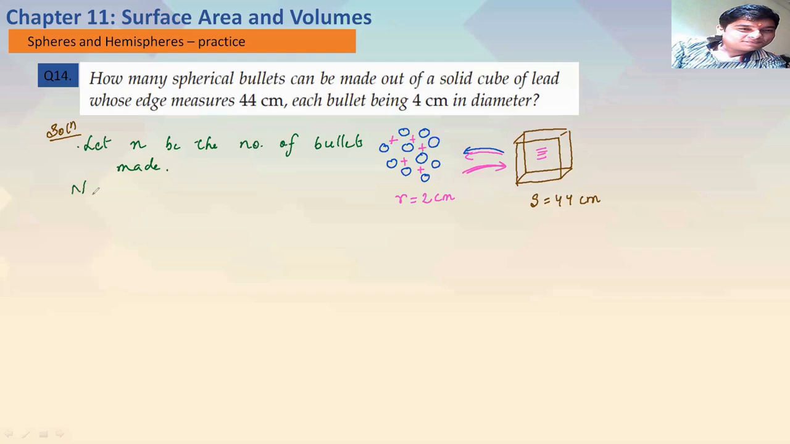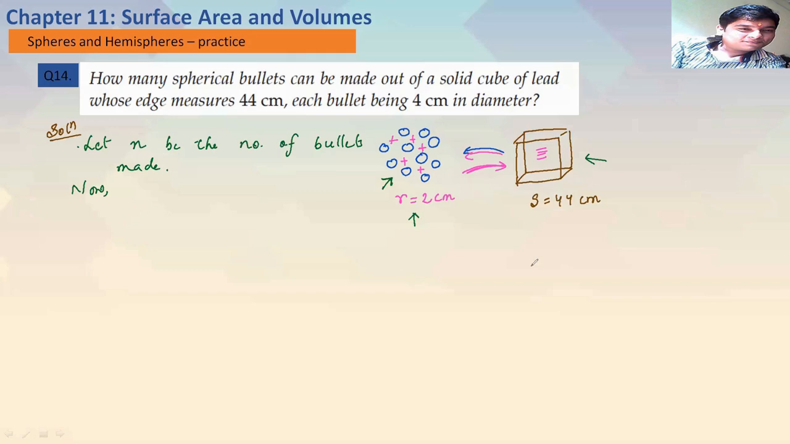Now, what happened? We just understood that the sum of volumes of all of these balls would be equal to the volume of the cube. What will be the sum of the volumes of all of the balls? There are n balls and they are identical.